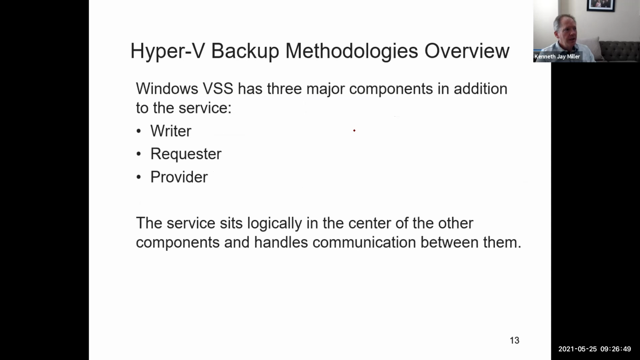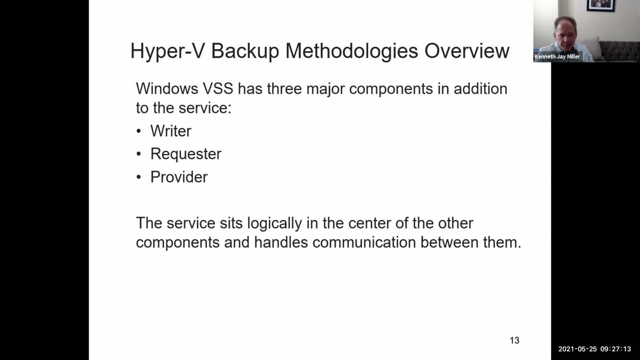All right. Now, I want to talk just a little bit about what this Volume Shadow Copy Service is. And there are three parts to it. There's the writer, the requester, and then the provider. And the service sits logically in the center of the other components, and then it handles communication between them.